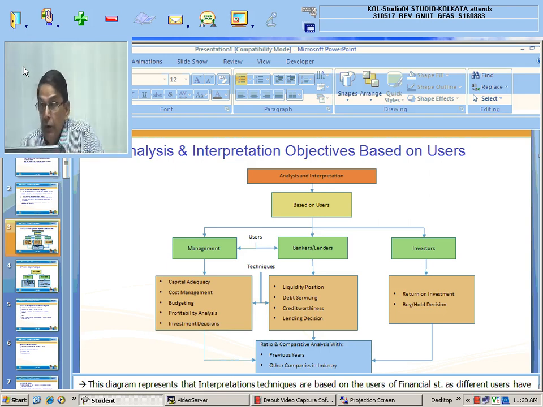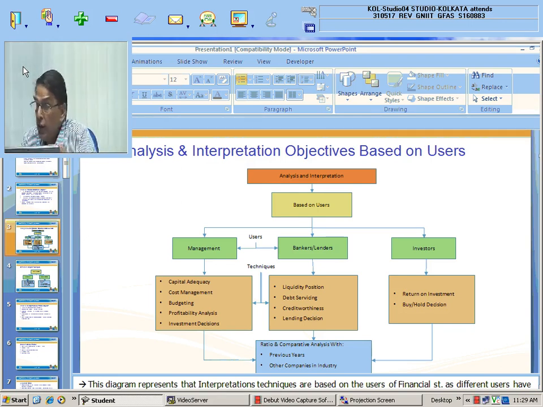For investors who are going to invest or have already invested in the company, they are interested in return on investment, because the buy and hold decision will depend on whether they are getting adequate return on the investment or not. If they find that the company is generating good return on the investment, they will try to buy or hold the shares. If they find that the company is not able to generate adequate return on the investment, they can even sell their shares.